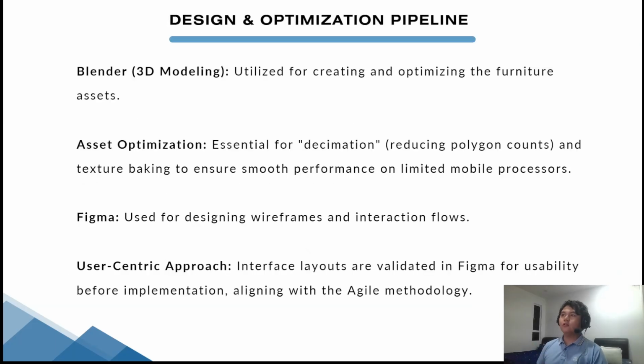And now we discuss on the design and optimization pipeline. So we will use Blender. It is a 3D modeling tool utilized for creating and optimizing the furniture asset. And then we have asset optimization, essential for decimation to reduce the polygon count, and texture baking to ensure smooth performance on limited mobile processor.